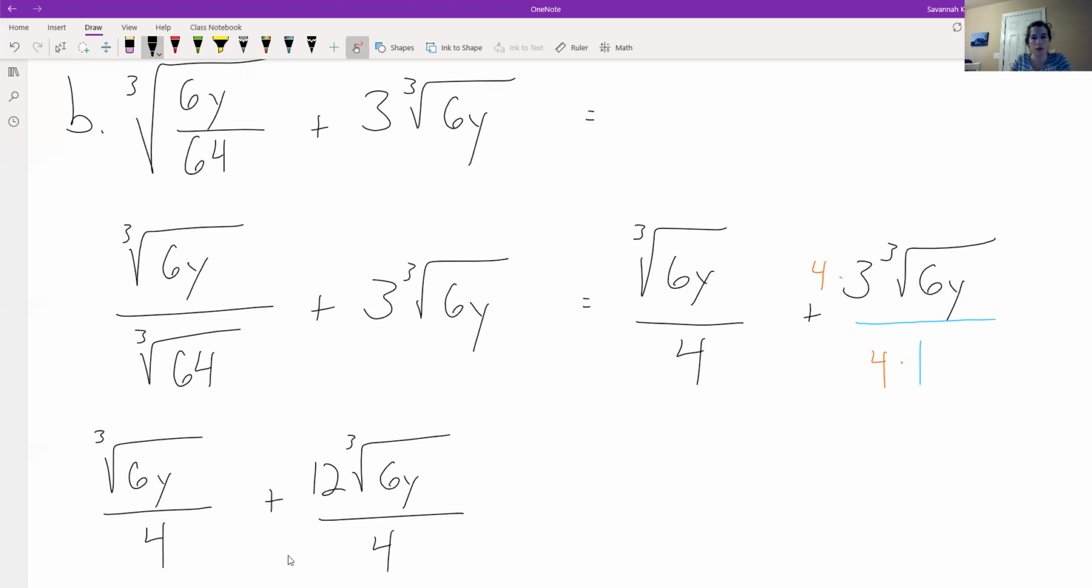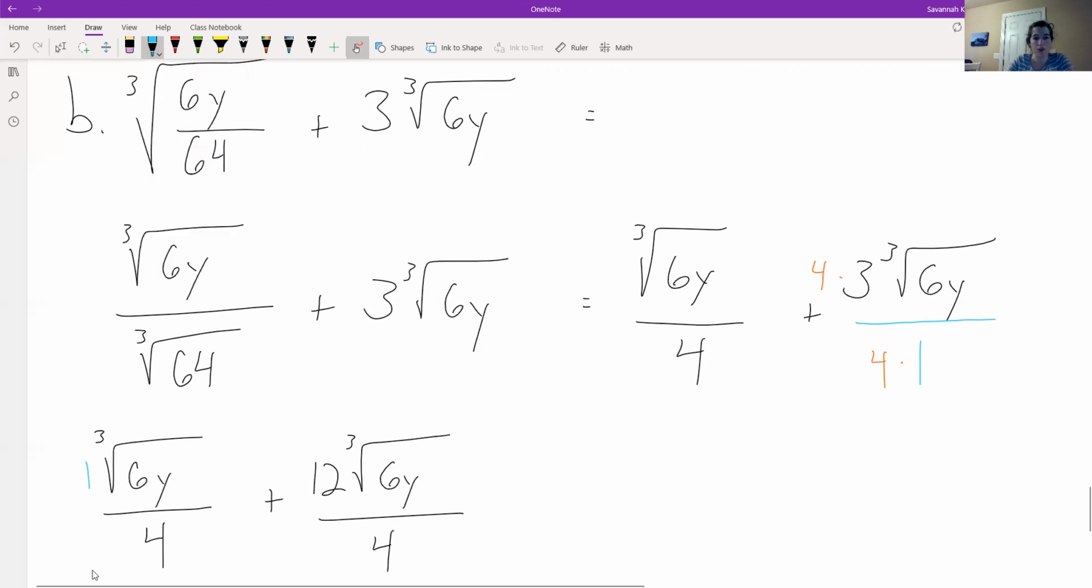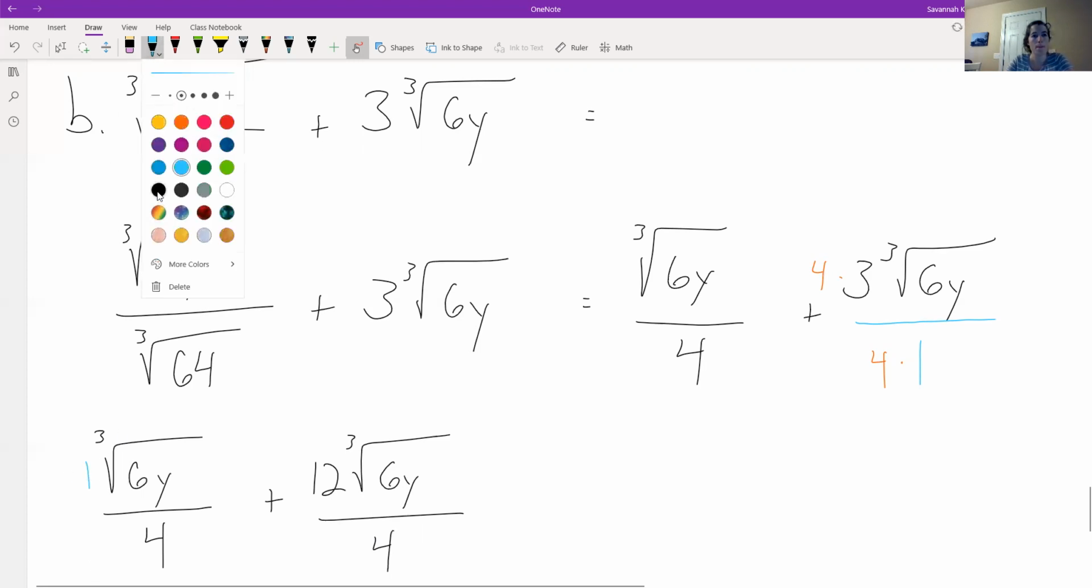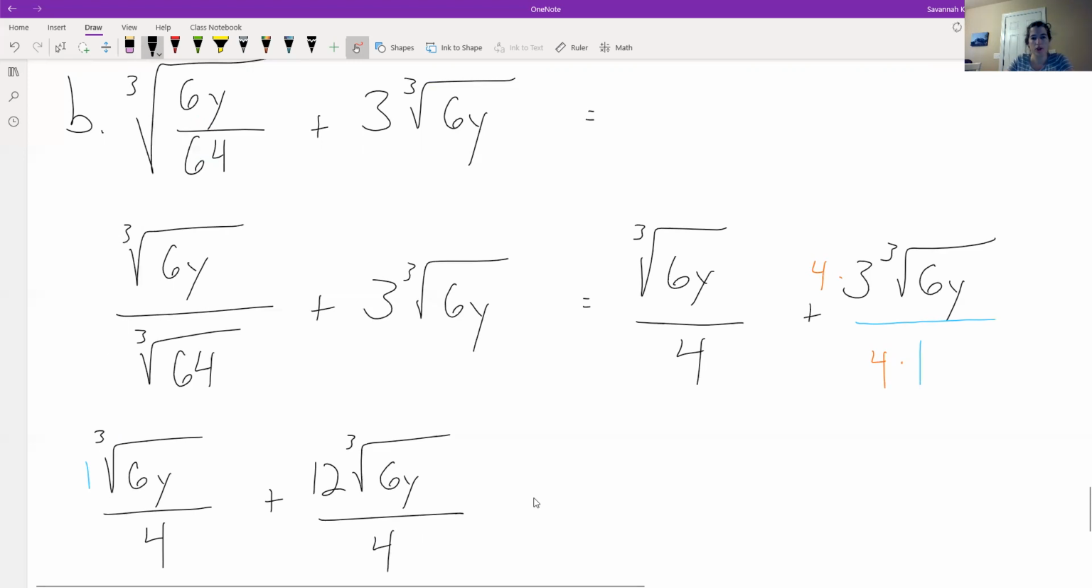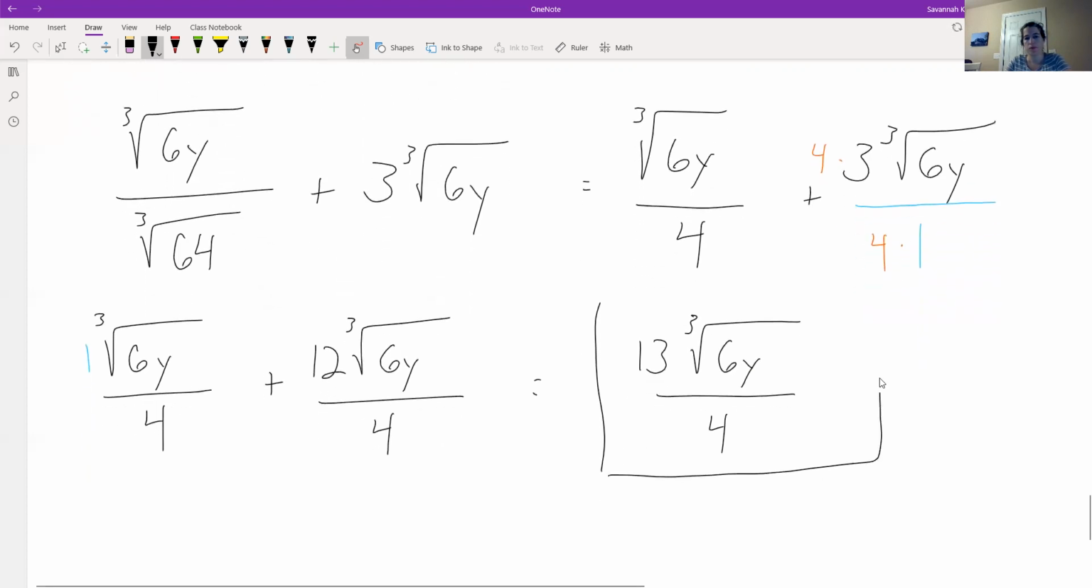All right, and then maybe it's time to reveal yet another invisible 1. Add those together, 1 plus 12 gives you 13 over 4 next to the cube root of 6y. All right, now that brings us to the end of adding and subtracting.